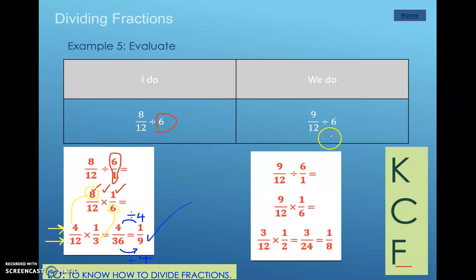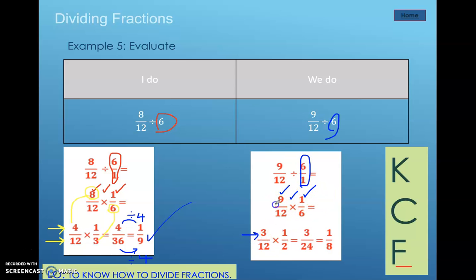So here we go. 6 becomes 6 over 1. We k, keep the first fraction. We c, change the symbol. We f, flip the fraction.